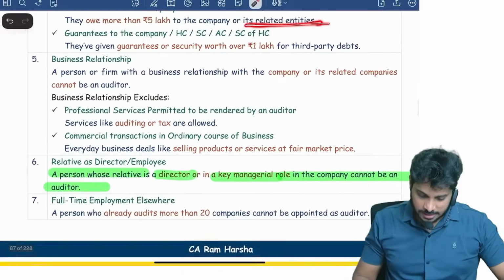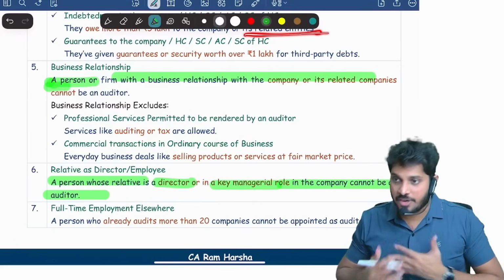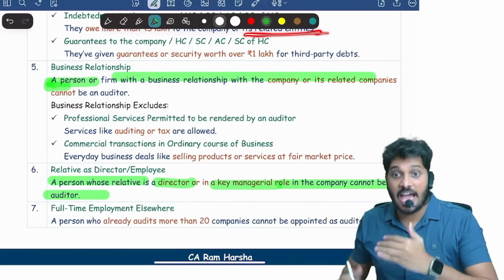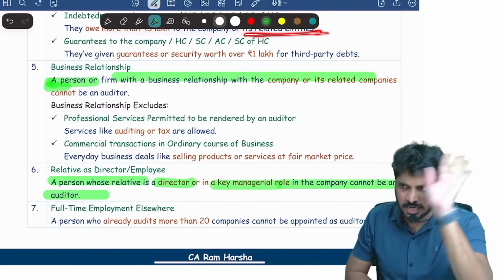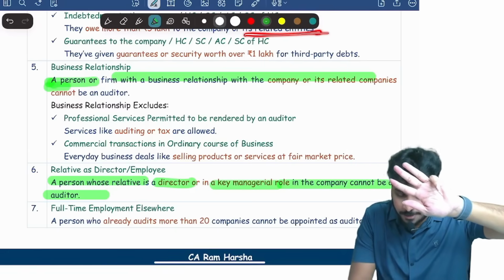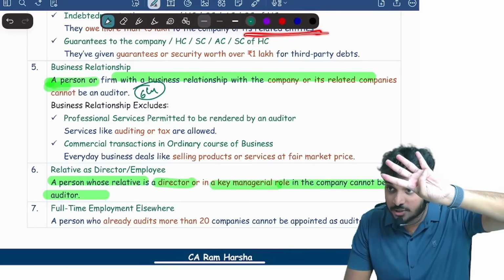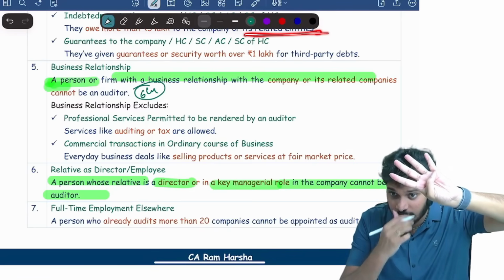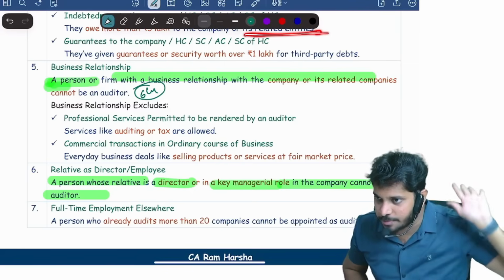Clear? Then the next one, business relationship: if an auditor or his firm has a business relationship with that company or related companies. Related means what? Holding, subsidiary, associate, and subsidiary of its associate company. Here there is a 6th company which is also covered, the subsidiary of its associate company. If you remember, write it; else writing these 5 companies is sufficient.